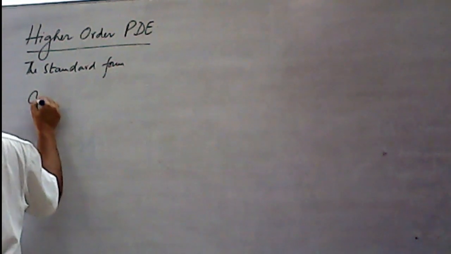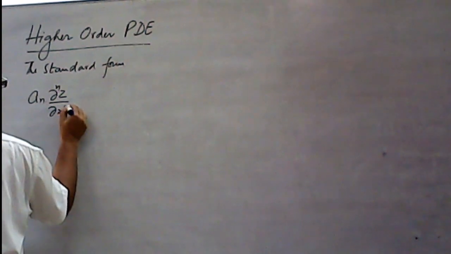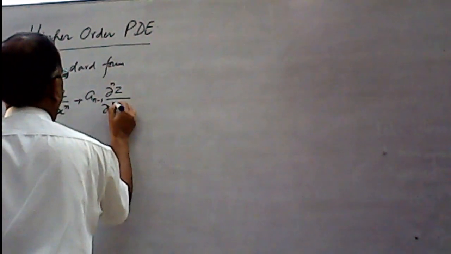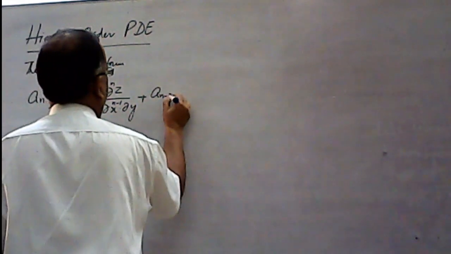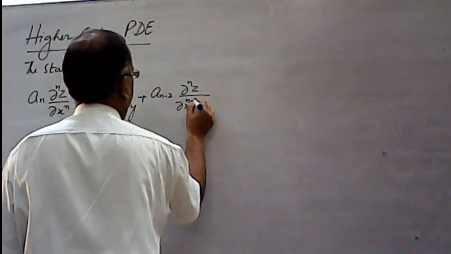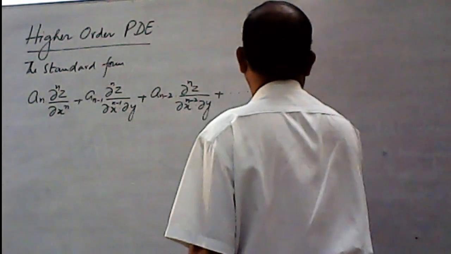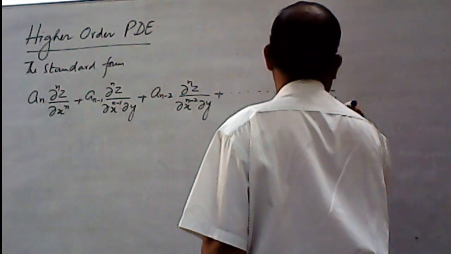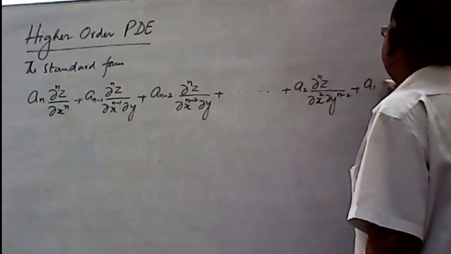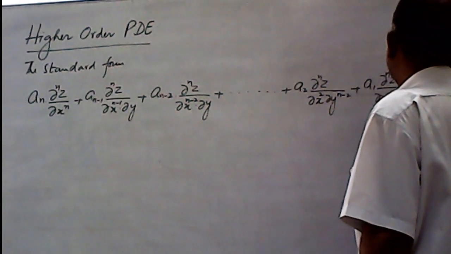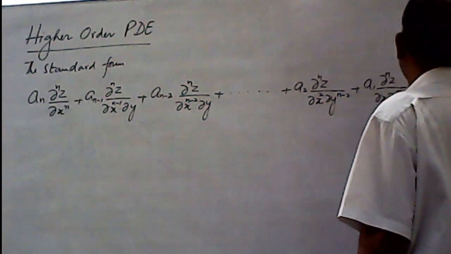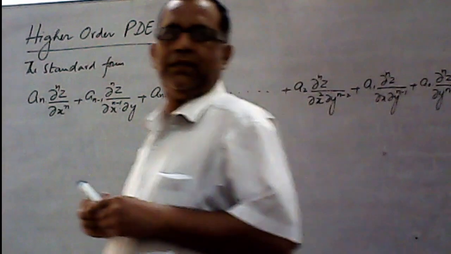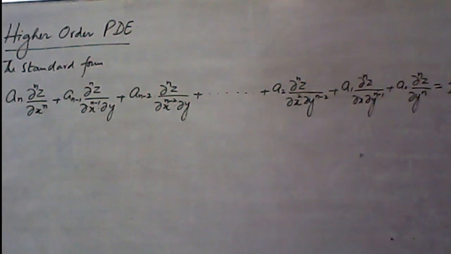the standard form: a_n partial^n z over partial x^n plus a_(n-1) partial^n z over partial x^(n-1) partial y plus a_(n-2) partial^n z over partial x^(n-2) partial y^2 and so on, plus a_2 partial^n z over partial x^2 partial y^(n-2) plus a_1 partial^n z over partial x partial y^(n-1) and finally a_0 partial^n z over partial y^n equal to f of x, y. So this is the standard form.